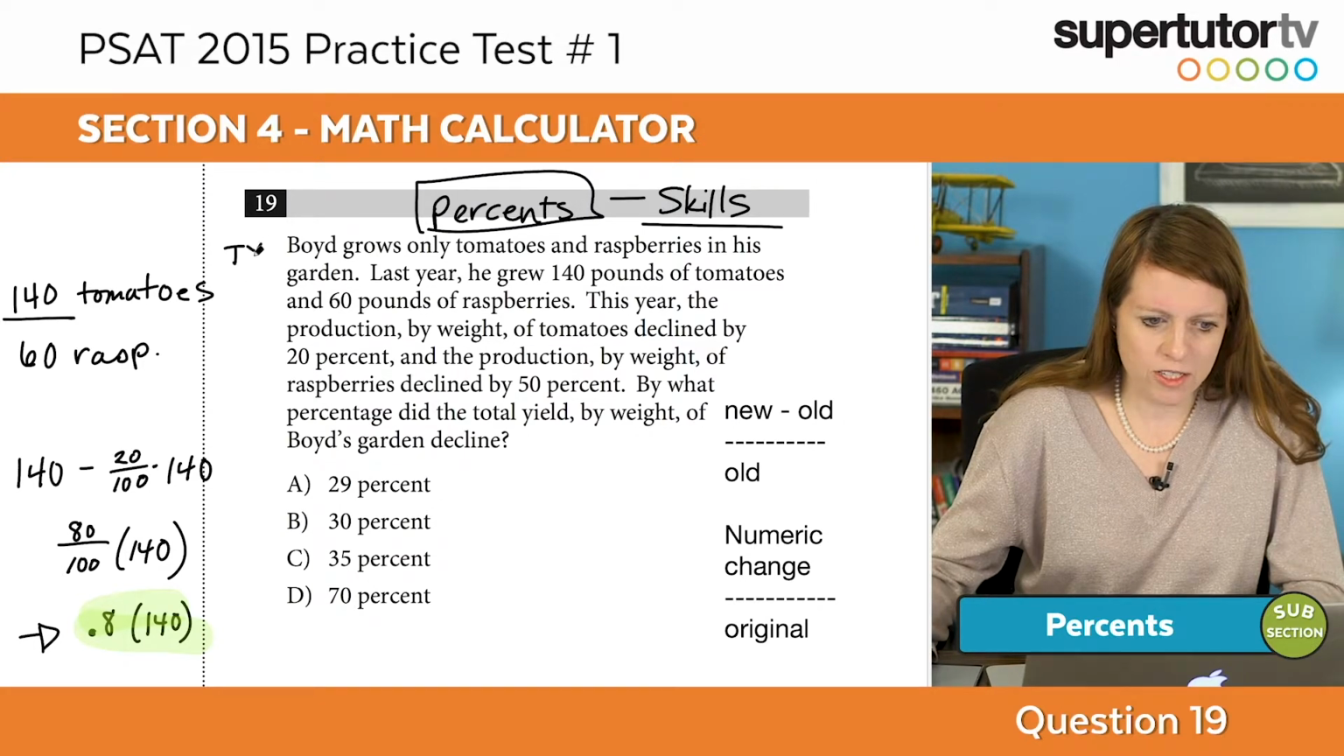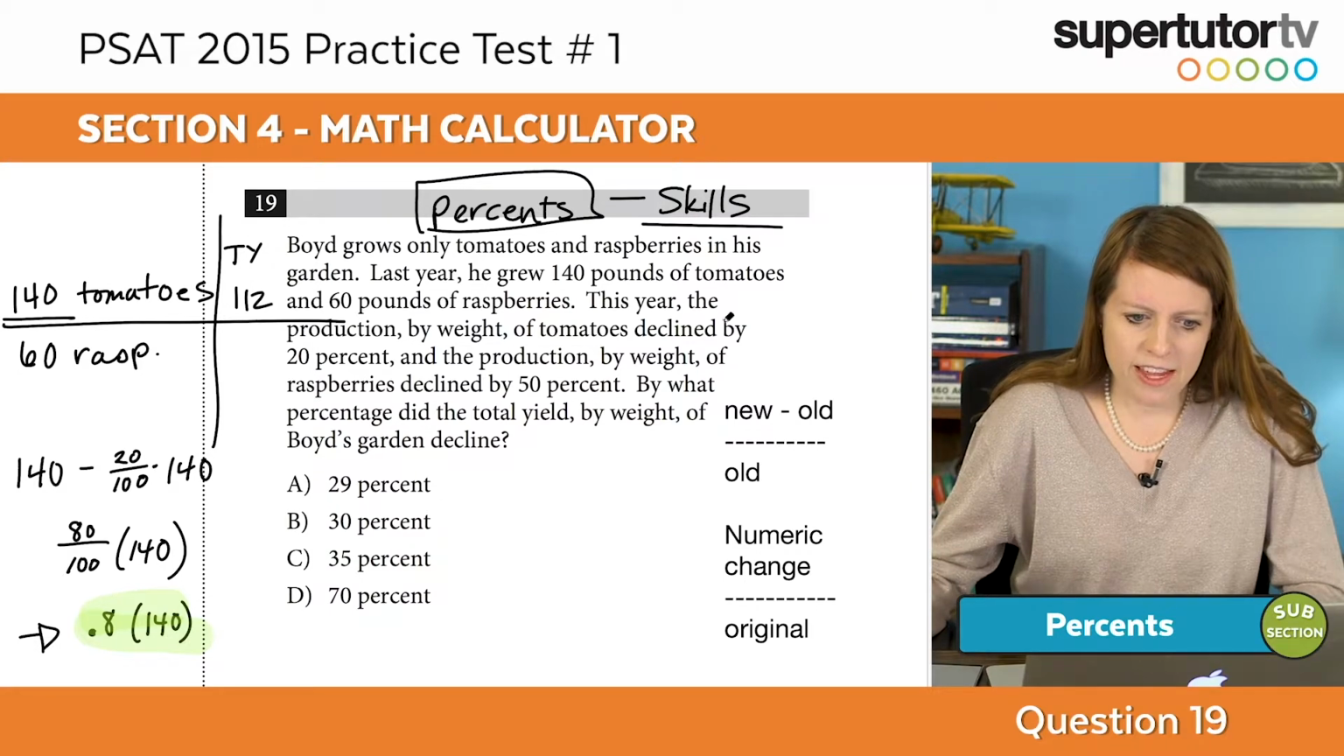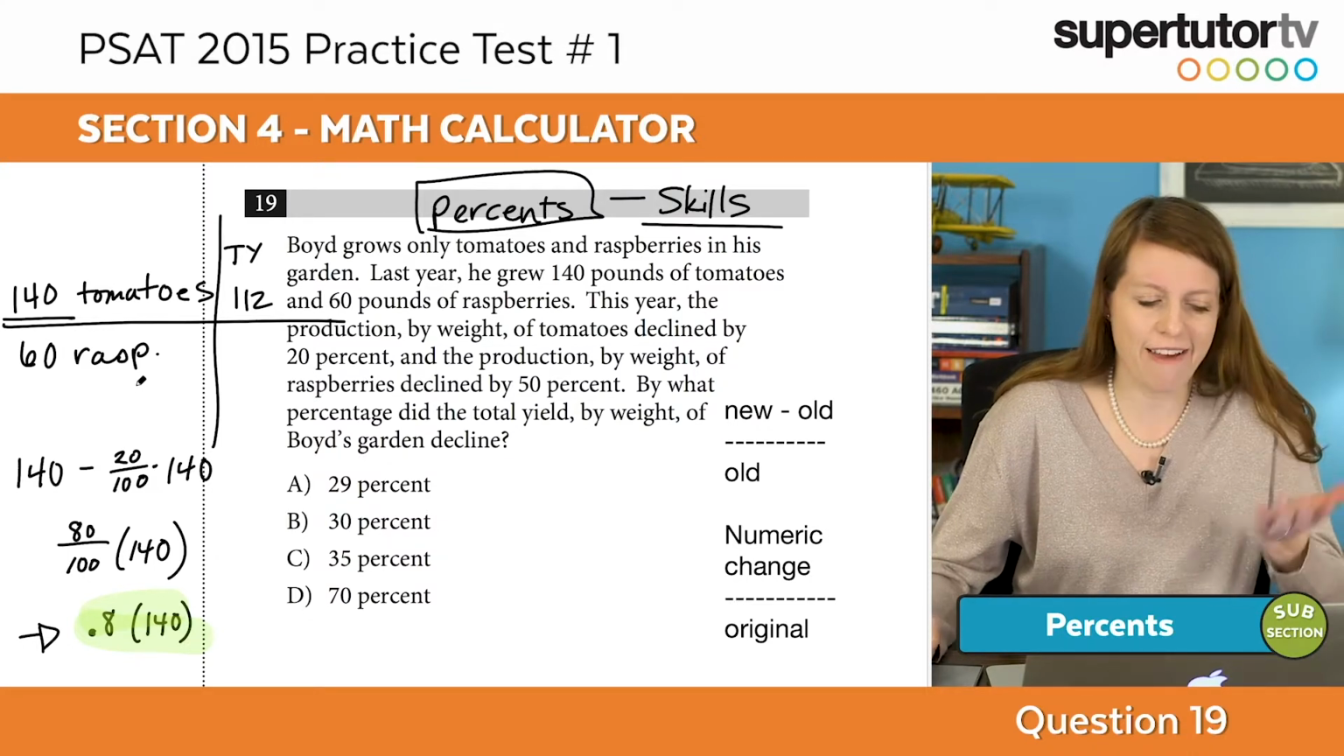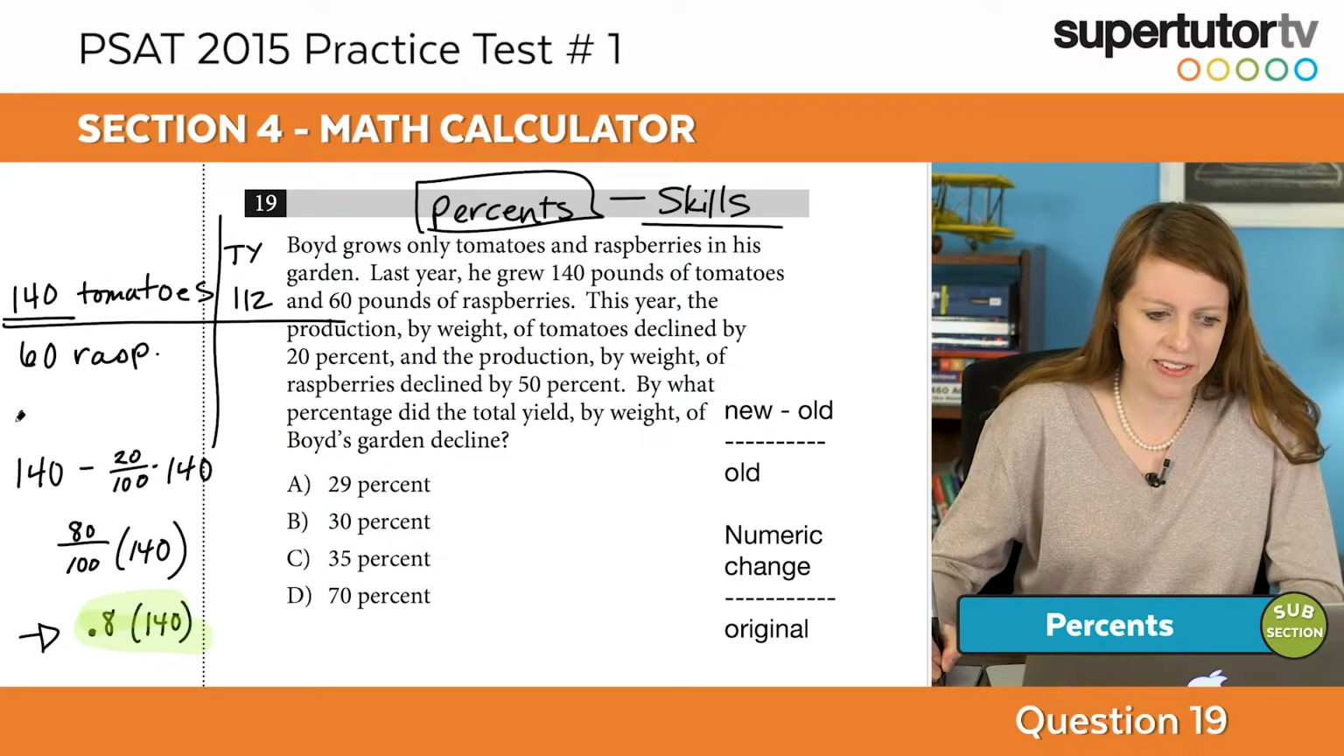Okay. So I'm just going to put TY for this year, and I'm going to make a little chart. So that's 112. This year, by weight, it declined, and by weight, the raspberries declined by 50%. Now, 50% decline is really easy. That means we have half of what we had. If you want me to set it up like this, I can do it that way too.